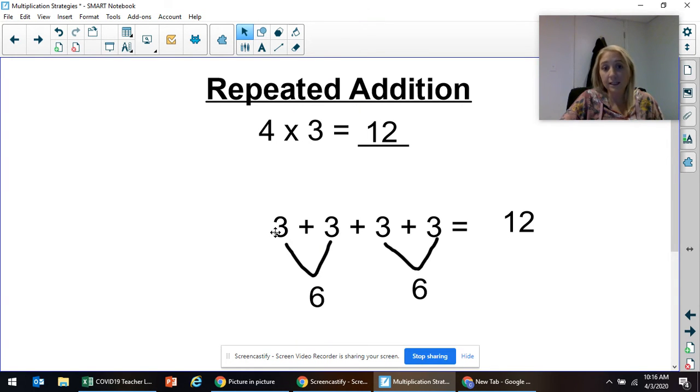And the reason I did 6 is because I know 3 plus 3 is 6. The other two 3s are 6. And then I know in my head that 6 plus 6 equals 12. That's always a good way to remember your 4s.